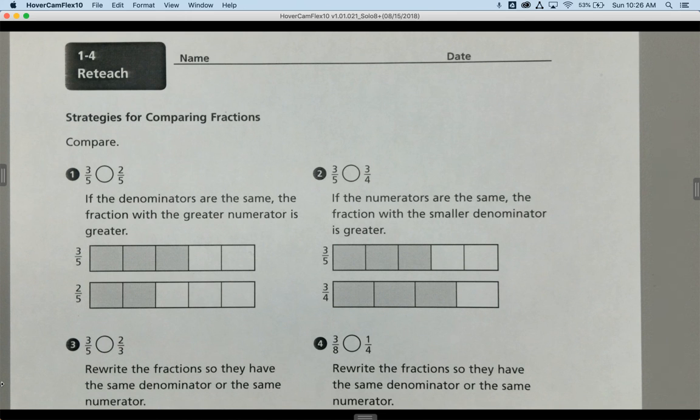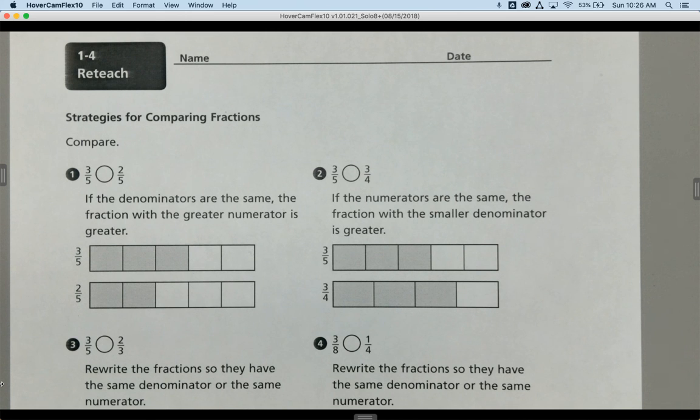Let's get started. Number one, we're comparing 3/5 with 2/5. Inside the circle, we're either going to put an equal sign, a greater than symbol, or a less than symbol. Remember, with the greater than and less than symbols, the symbol will open towards the greater of the two fractions.